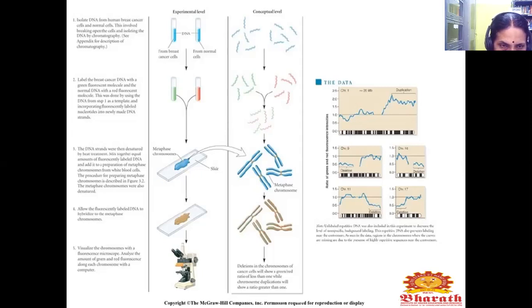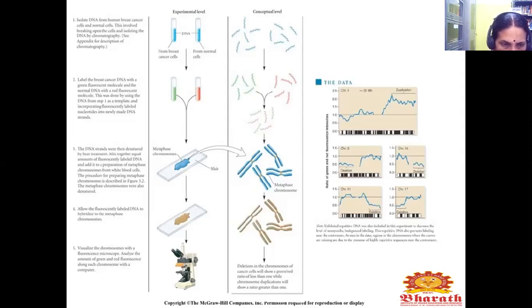Mix together equal amounts of fluorescent labeled DNA and add them to a preparation of metaphase chromosomes from white blood cells. The procedure for preparing metaphase chromosomes is described in figure 3.2. The metaphase chromosomes were also denatured. Next, allow the fluorescently labeled DNA to hybridize to the metaphase chromosomes.